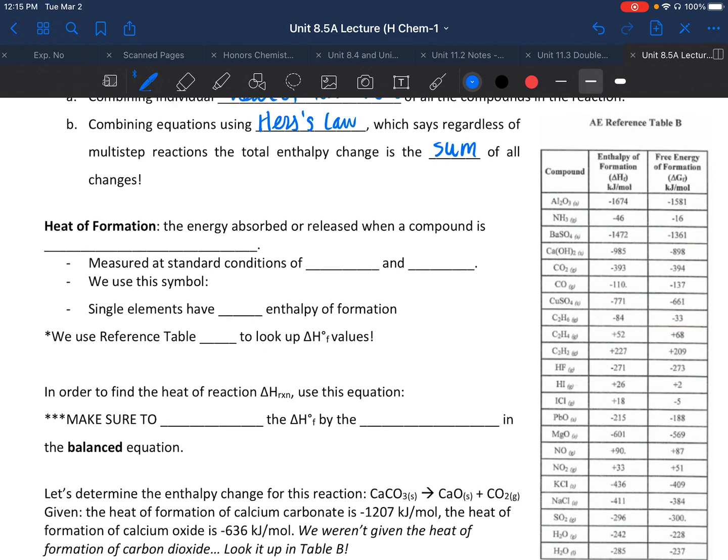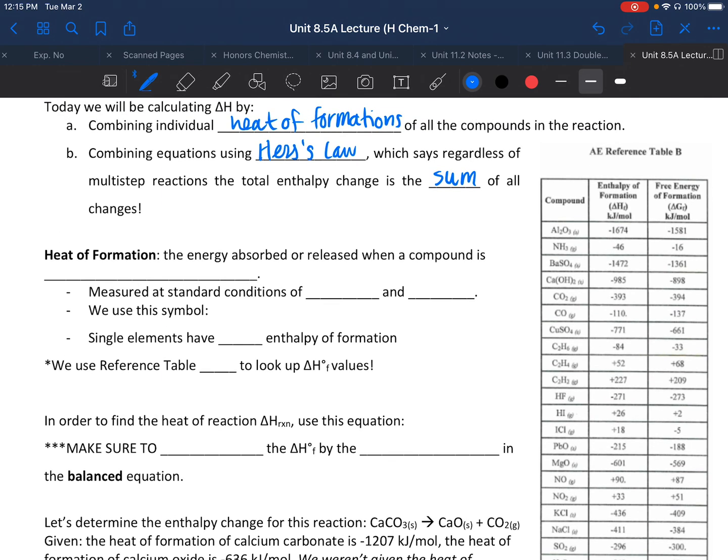And so we're going to look at first defining heat of formation. This is just the energy absorbed or released when a compound is formed from its elements. So this is the energy associated with forming a compound. These are always measured at the standard conditions of 1 atm, which is pressure, and 298 Kelvin for your temp. And so we use this symbol, which is delta H, degree sign, little f. So this is heat of formation.